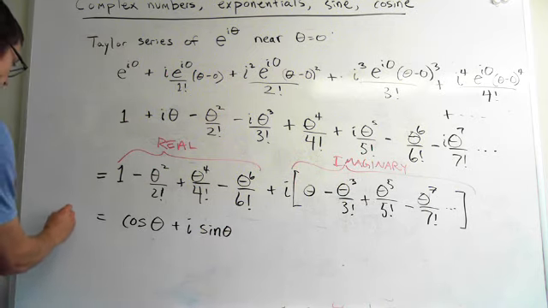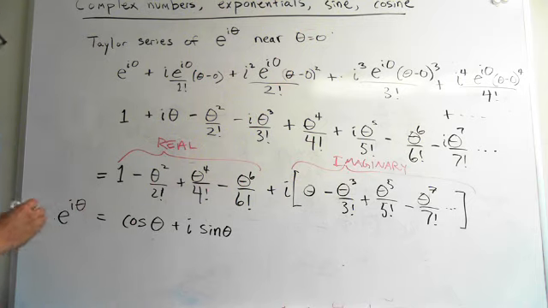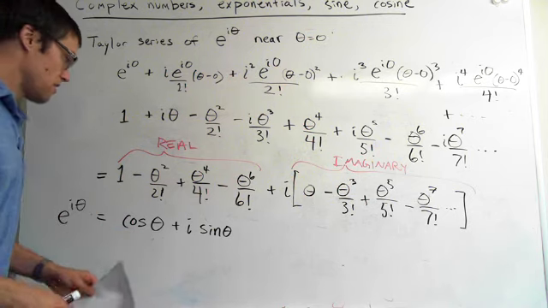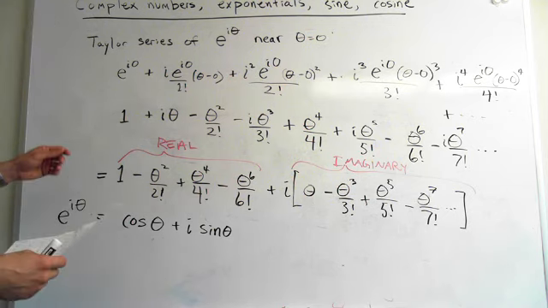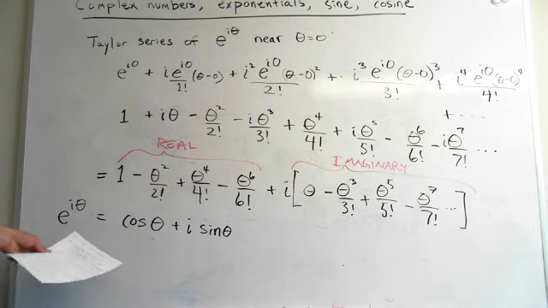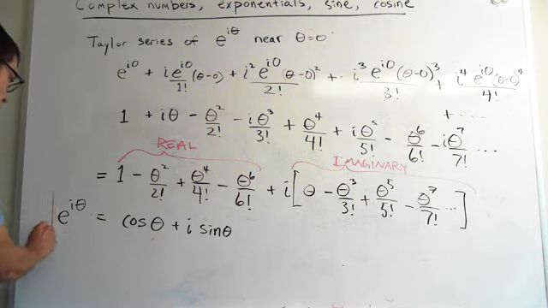This is a fundamental relationship between e to the I theta and the trig functions cosine and sine, if you consider the Taylor series of e to the I theta, where I is an imaginary number. Okay, so this is an important thing to know, and you should go ahead and commit it to memory if you don't know that relationship already.